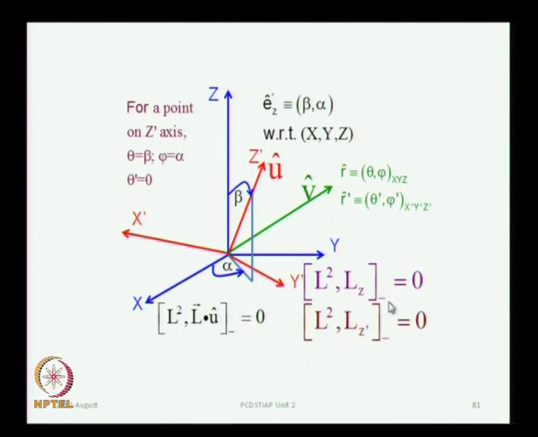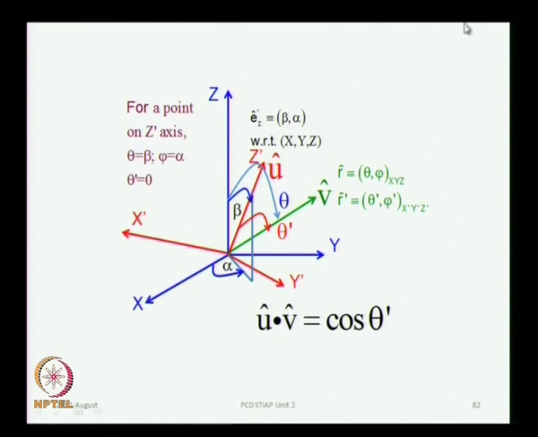You can also write L square comma L z prime equal to 0, because you can always simultaneously measure L square and one of its components. It does not matter which component. You cannot measure two components, but L square you can measure with any component, and there are infinite of them. So, L square you can always diagonalize with infinite unit vectors L z in different directions in space. That comes from the isotropy of space.